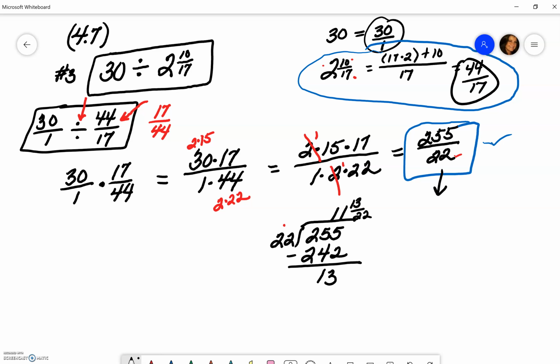So to convert that, your final answer would be 11 and 13 over 22, and that's what you would enter into the system. So this was number 3. So let's move over to number 4. So number 4, we have 3 and 2 over 9, and we're going to multiply that by 1.